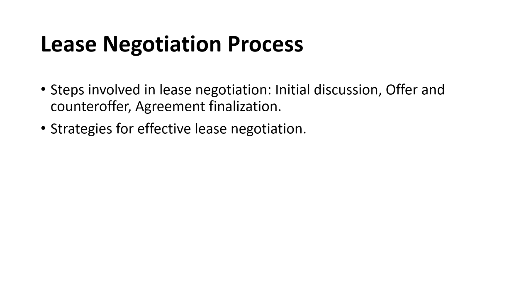The negotiation process typically begins with an initial discussion between the landlord and the prospective tenant, during which both parties express their requirements, preferences and concerns regarding the lease terms and conditions. Then offer and counter offer. Following the initial discussion, formal offers and counter offers are exchanged between the parties. This stage involves negotiation on key terms such as rent amount, lease duration, maintenance responsibility and many additional provisions.